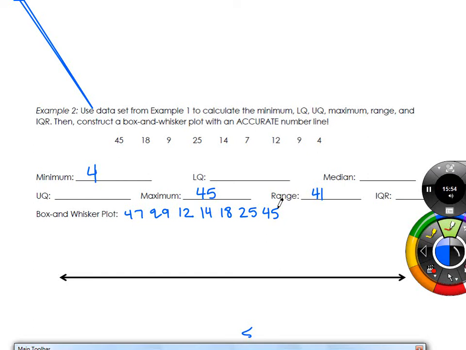So minimum 4, maximum 45, range of 41. So median, what was our middle point? 12. Okay, so 12 was our middle data point. And like Skylar, we had a distinct middle.